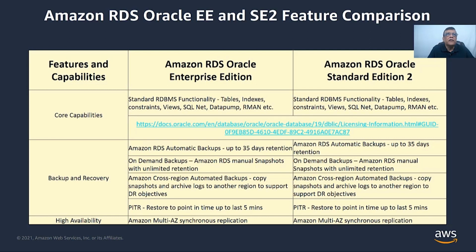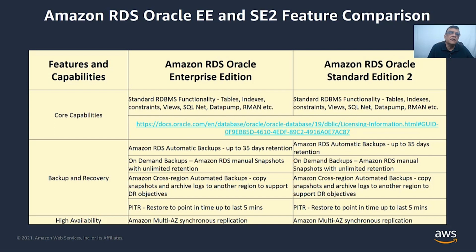Let us look at a feature comparison of RDS Oracle for Enterprise Edition and for Standard Edition 2. The standard DBMS features or database features such as tables, indexes, constraints, views, SQL*Plus, Data Pump, RMAN, PL/SQL procedures, all of those are available in both editions, Enterprise and Standard Edition 2. There is a link on the screen in which the actual Oracle licensing and the options and packages offered under each edition are described.